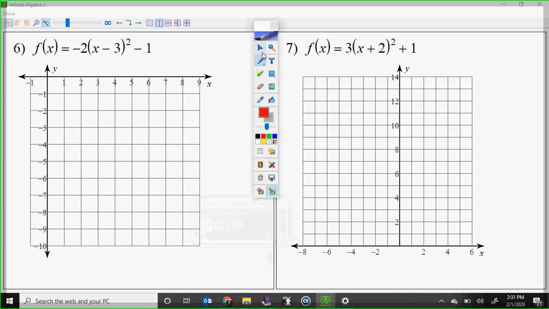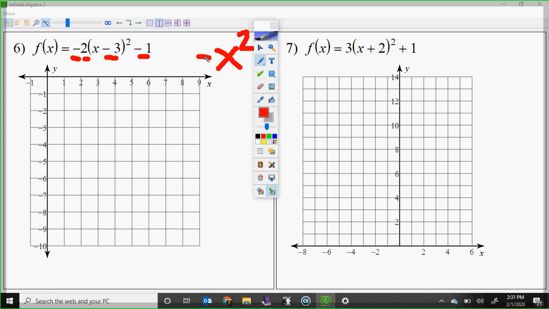Alright, so we're going to look at number 6 and 7. For number 6, I notice I have 4 different transformations. Reflecting about the x-axis, vertical stretch by 2, I'm going to go right 3 units, and then down 1. Alright, 4 different transformations. So we're going to start off thinking about negative x squared. So I'm going to start off with the negative, because obviously my graph is negative, gives me the reflection down.